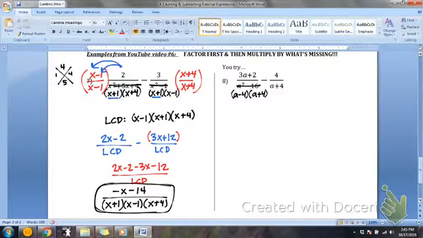So then I'm going to ask myself, is the first fraction missing anything that the second one has? No. Listen to what I said. Is the first fraction missing anything that the second one has? No. It has an a plus 4 and that's it. So now, does the second fraction miss anything that the first one has? Yes. What would that be? A minus 4. Excellent. Good job, everybody.